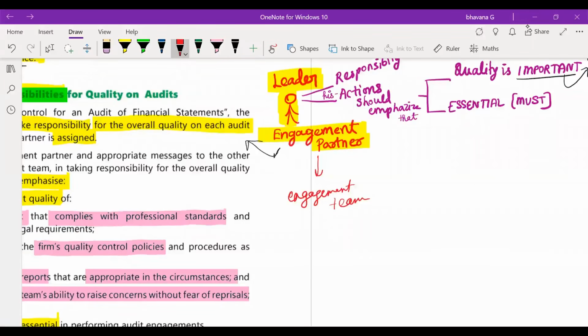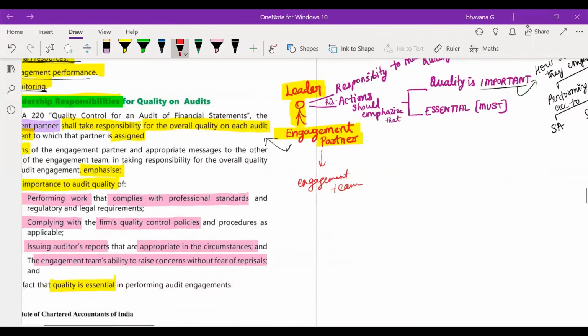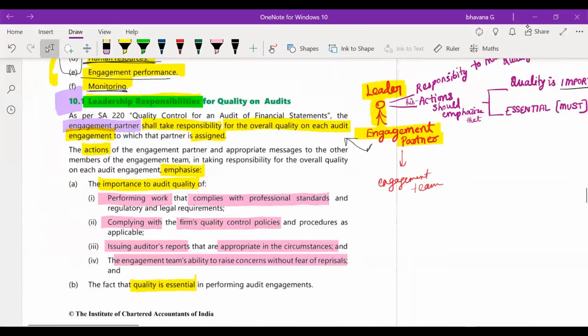So what they try to tell you here is about the engagement partner. The engagement partner shall take the responsibility for overall quality on each audit. That means this nice cute person is responsible for the quality of an audit. So always the leader will be the person who is most responsible for the overall quality. Whenever you do an audit, the leader is responsible for the quality of it.